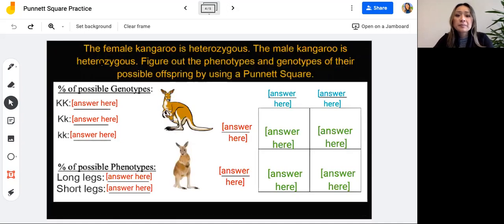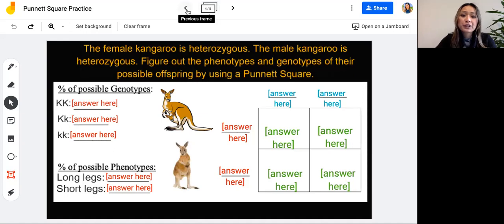So same thing, the female kangaroo is heterozygous. The male kangaroo is heterozygous. Figure out the phenotypes and genotypes of their possible offspring using a Punnett square. And so let me know if you need help figuring any of these out.